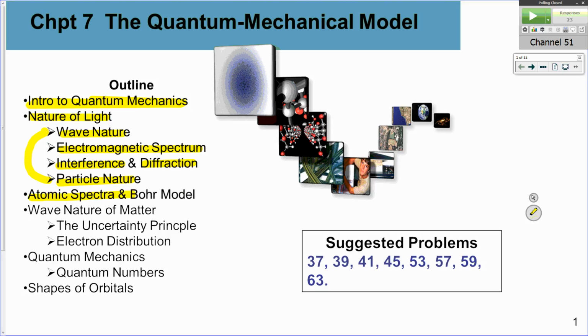Okay, so we're going to talk about the duality of light. Then we're going to talk about atomic spectra and the Bohr model and how Bohr came up with a mathematical model to explain what we see with matter, and the wave nature of matter, something called the uncertainty principle that goes with quantum mechanics. And then we're going to talk about, finally, where electrons are in atoms.